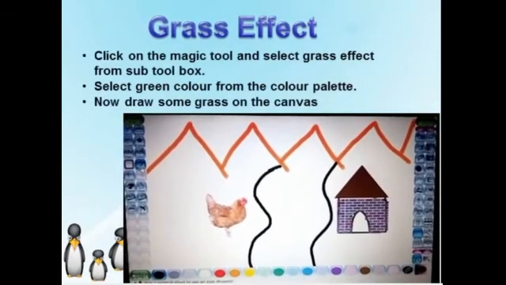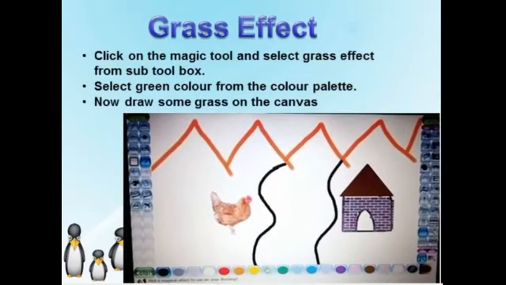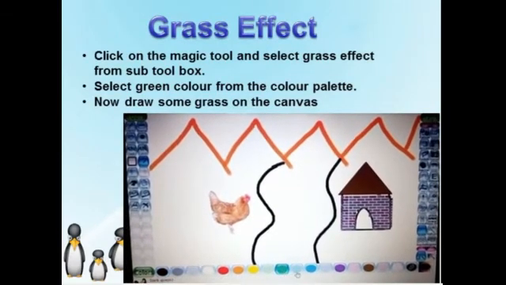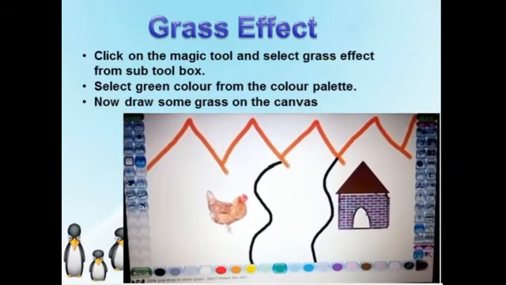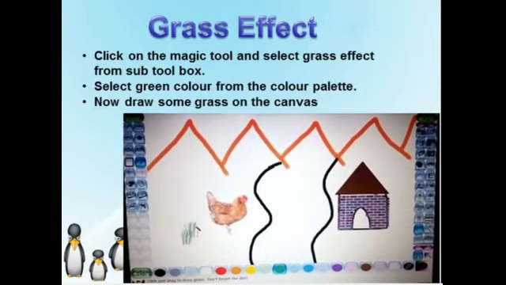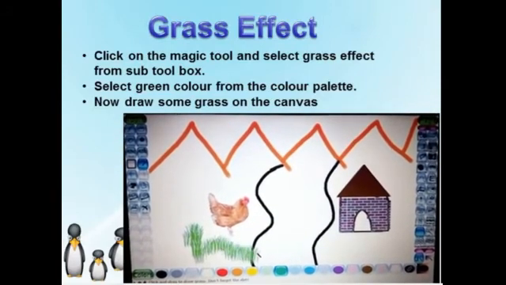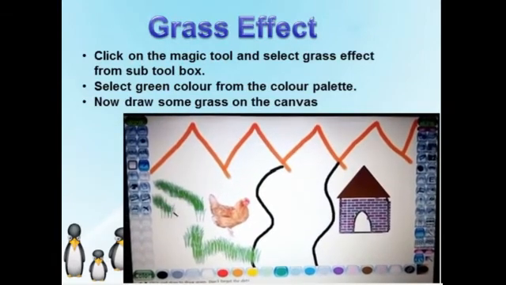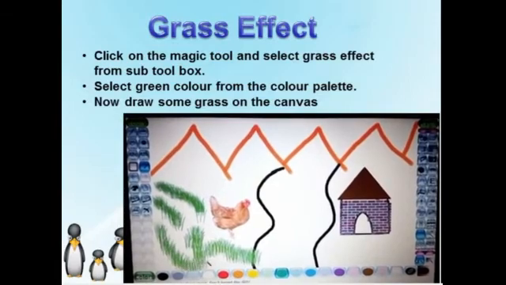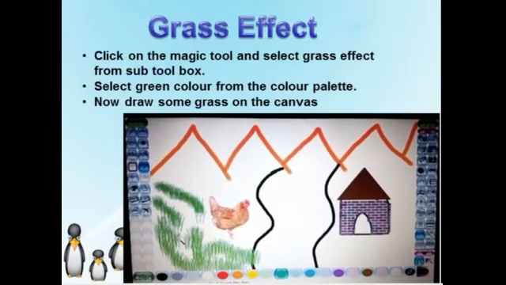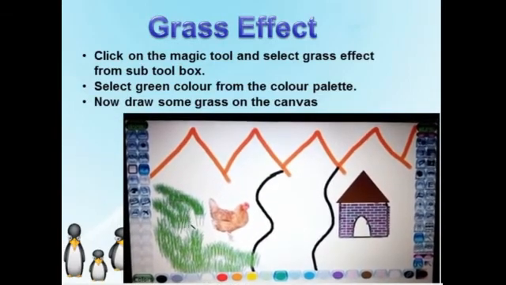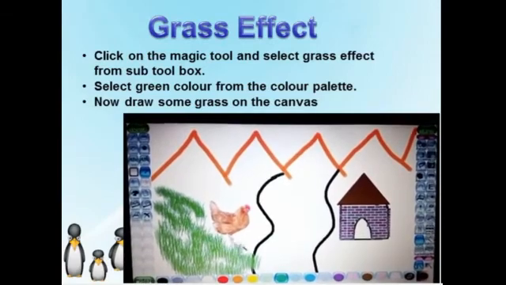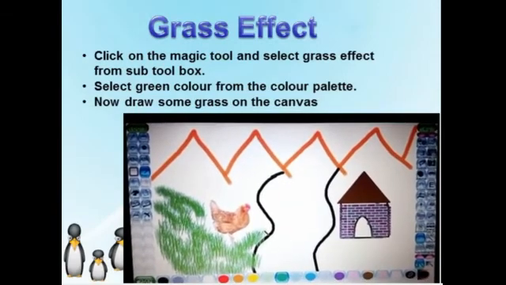Next one is the grass effect. Click on the magic tool and select the grass effect from the sub toolbox. Now select green color from the color palette. Now draw some grass on the canvas. This is the working of the grass effect in your paint program.